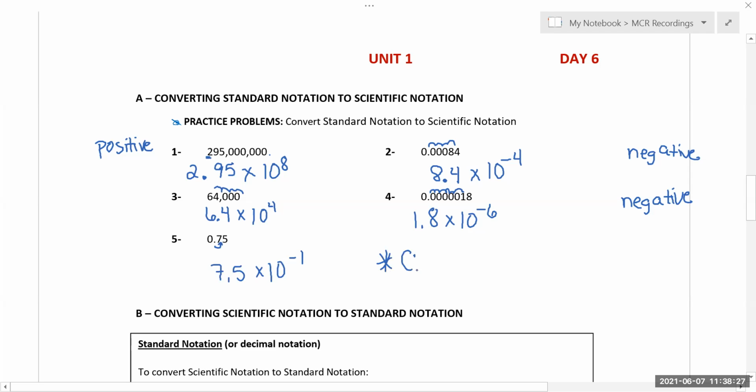And then just make sure when you're done, you always want to check your work. Does it make sense? If you're going back and forth, did we go the right way?